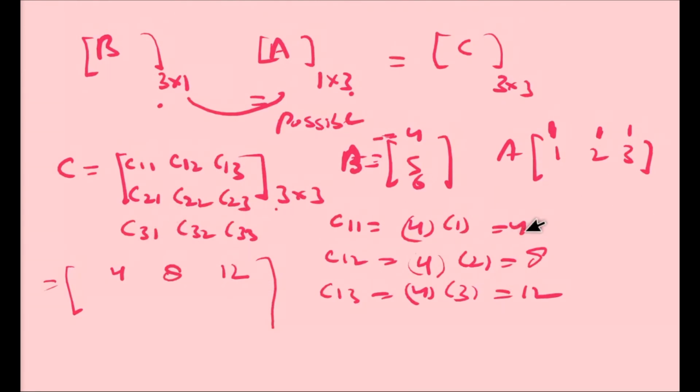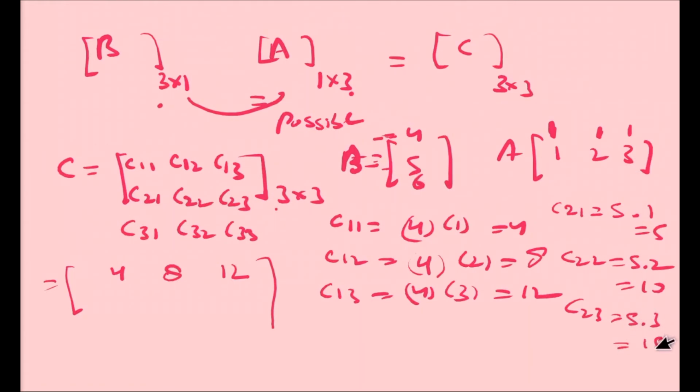Now C21, second row first column, 5 into 1 equal to 5, and C22, second row second column, 5 into 2 equal to 10, and C23, second row third column, 5 into 3 equal to 15. So we can put here 5, 10, 15.